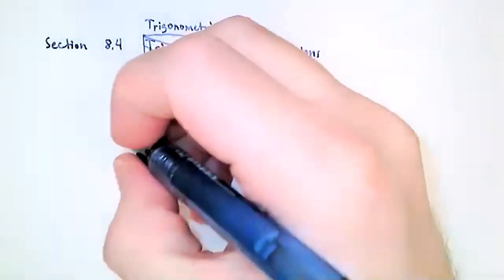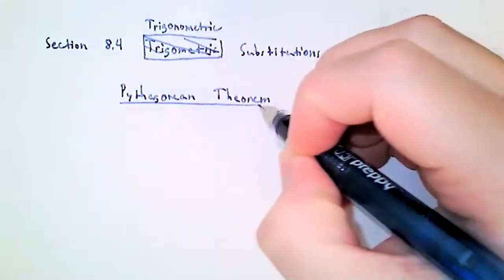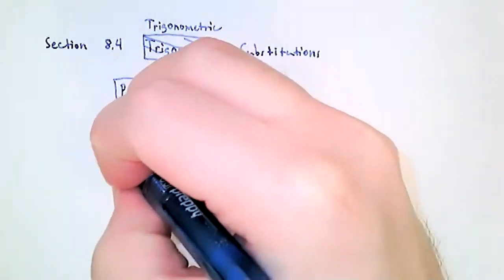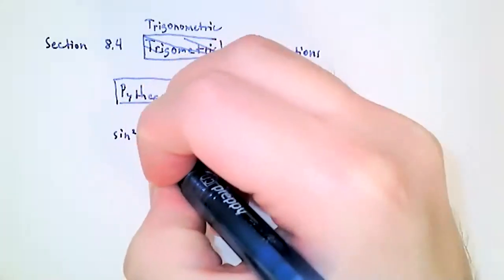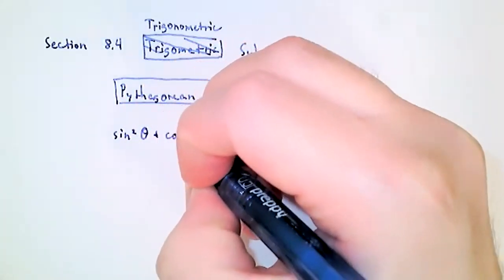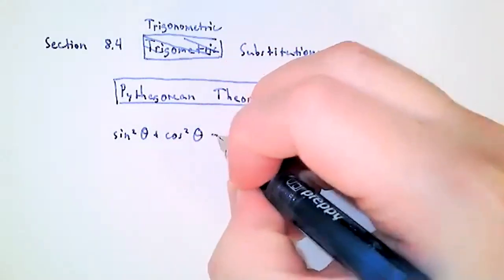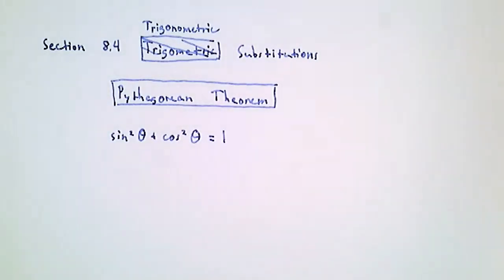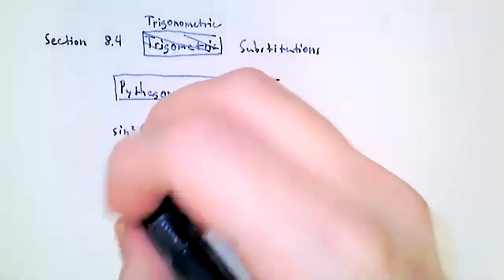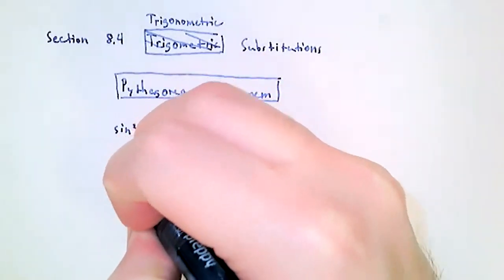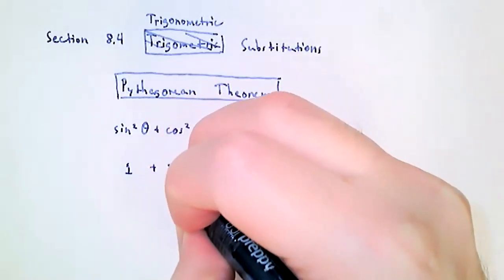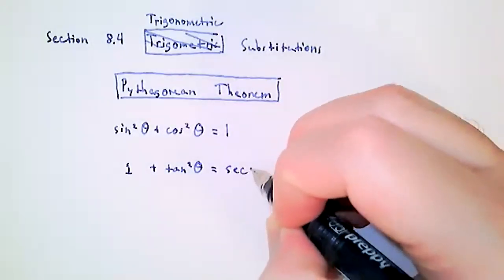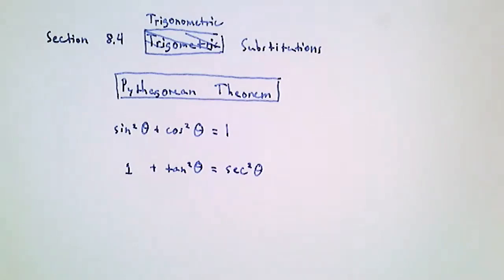So the first one, probably the most common way to write it, sine squared of theta plus cosine squared of theta is equal to 1. And then the other common way to write it when you divide through everywhere by cosine is this, 1 plus tangent squared of theta is equal to secant squared of theta.